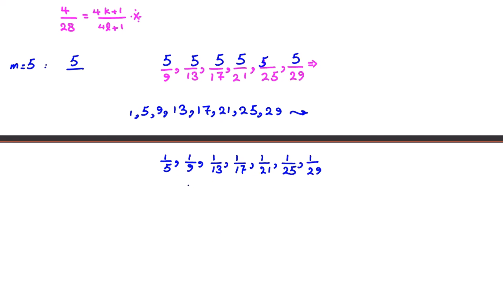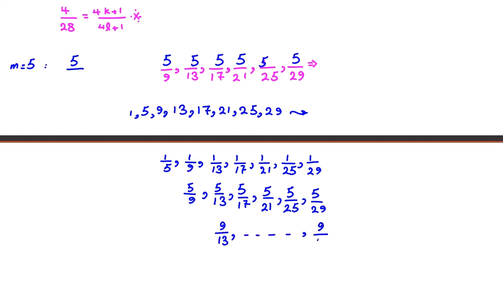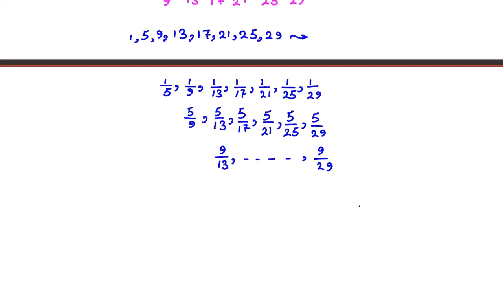Next step, we can start from 5. 5 over 9, 5 over 13, 5 over 17. We found the pattern. 5 over 21, and we proved that this pattern is good. 5 over 29, good. Next one for 9: 9 over 13, and 9 over 29. And the last fraction, 25 over 29. These fractions are good. So here is 7, 1, 2, 3, 4, 5, 6, 7.